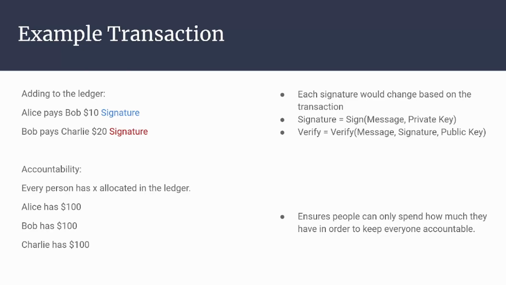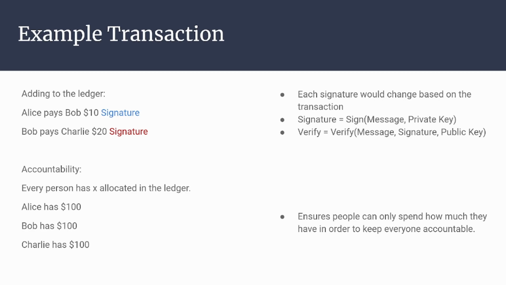To get an idea about all these different terms, we have an example to work through in order to learn how they work. If we have a ledger between people and they want to make a transaction, let's say Alice wants to pay Bob $10 and Bob pays Charlie $20, each one of those lines will need a signature to prove that the person paying acknowledges the payment. Each signature is unique to its transaction, even if it's made by the same person.